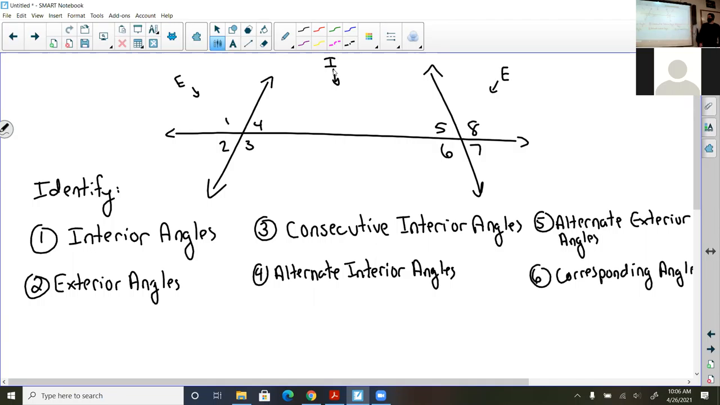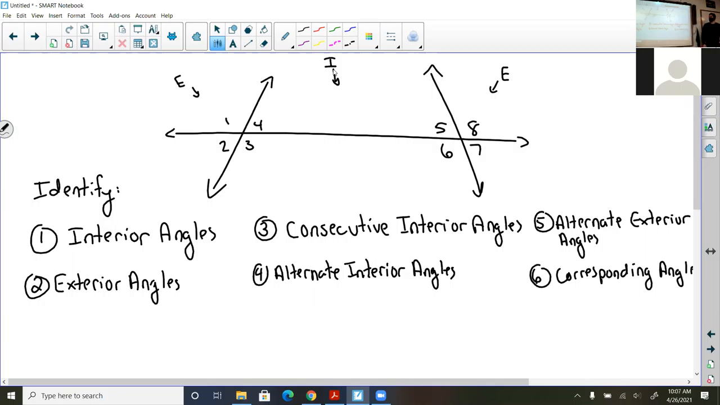So now that we established those first two, a consecutive interior angle. So that means it's on the same side of the transversal. And then obviously being interior. So 4 and 5 are on the same side of that transversal. They're both above and they're both interior. And then 3 and 6 are on the same side of the transversal and interior.